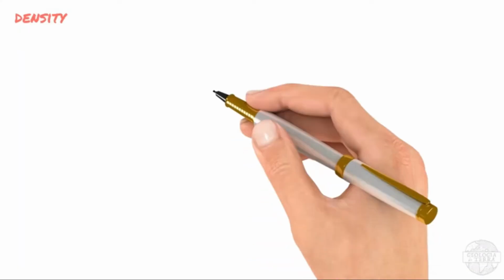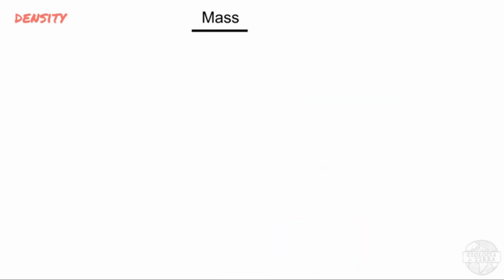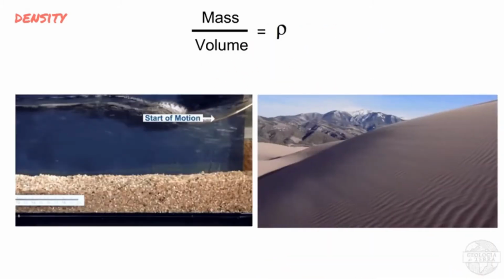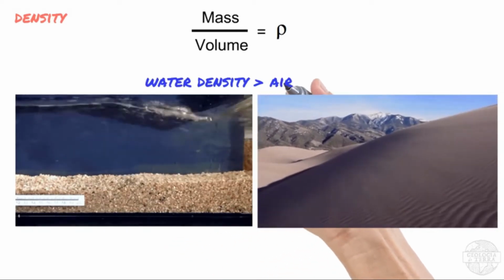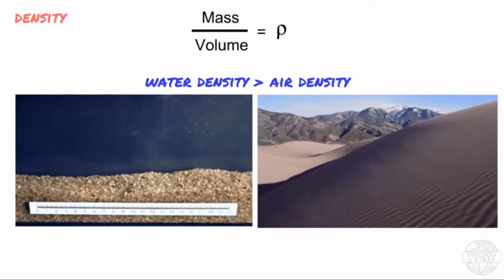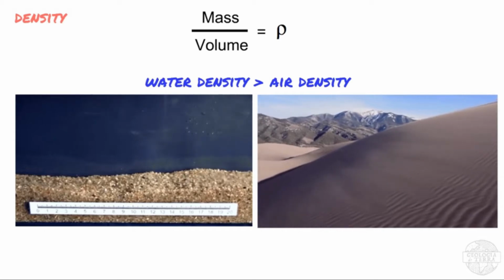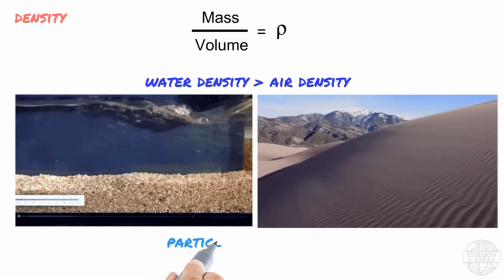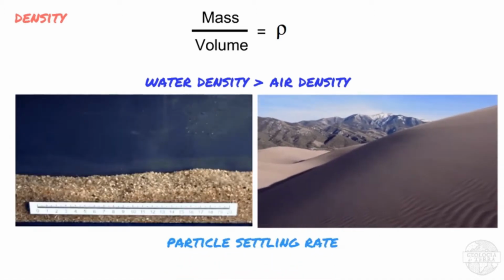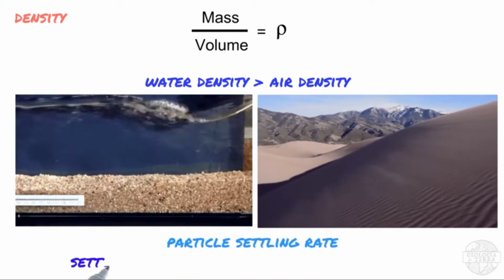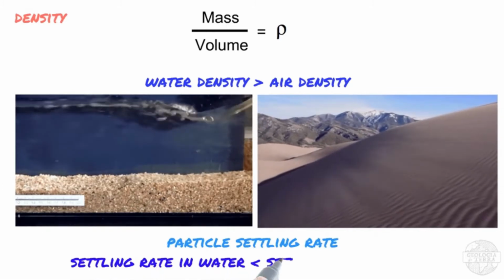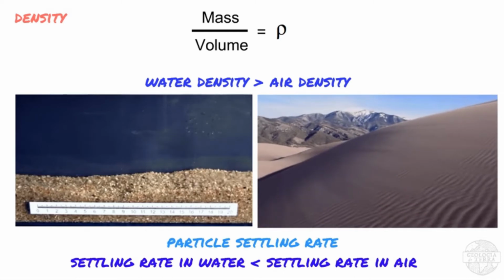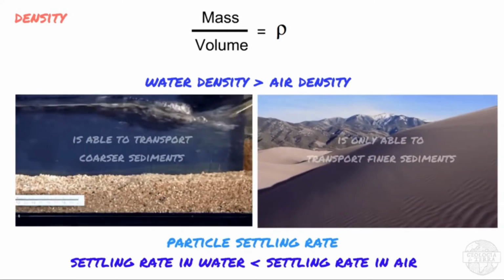The density of the fluid is defined as mass per unit volume of the fluid, referred to as ρ. Density affects the magnitude of the forces acting on a fluid and on the surface where the flow occurs. Density also affects the rate at which particles fall or settle through a fluid, where particles within denser fluids will have lower settling rates. For instance, because water is denser than air, water will be able to transport coarser sediments than air will.